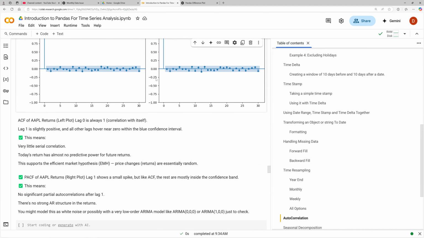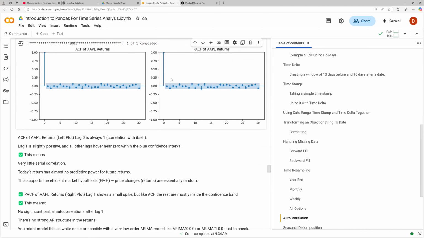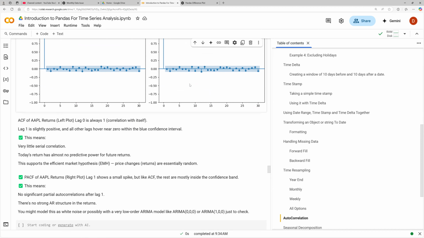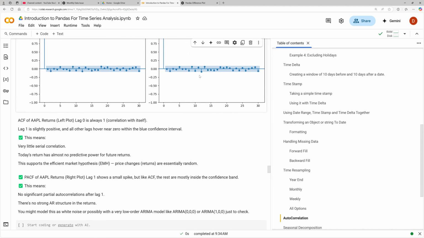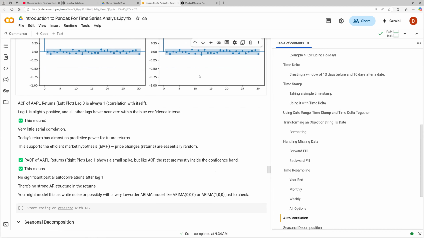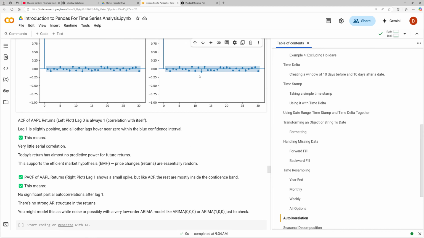Okay, the PACF, the right plot, the lag one shows a small spike, but the rest are mostly inside of the confidence band. Okay, so there's no significant partial autocorrelation after lag one. There's no strong AR structure in the returns. Okay, autoregressive structure, which is the lag.